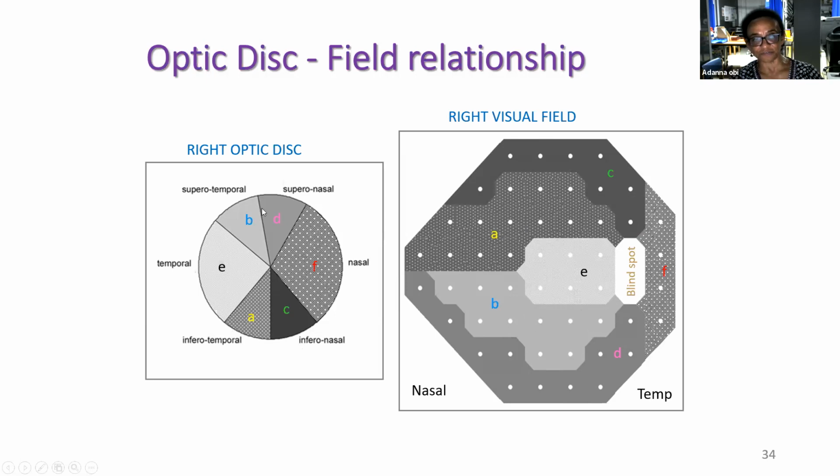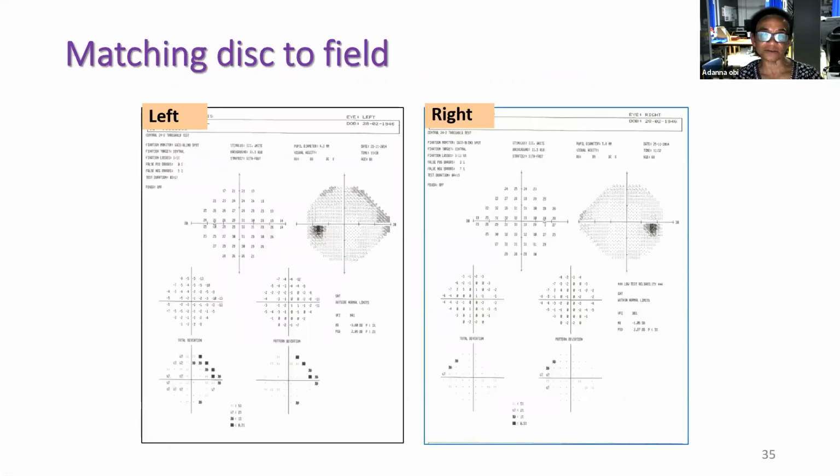So that's the difference. So they're slightly different. To get a nasal step from the superior rim loss, you have to be in this sort of area. Okay, so you want to look at your disc, look at your field, and do they match? All right, and the better they match, the more accurate. So let's look at that practically now.